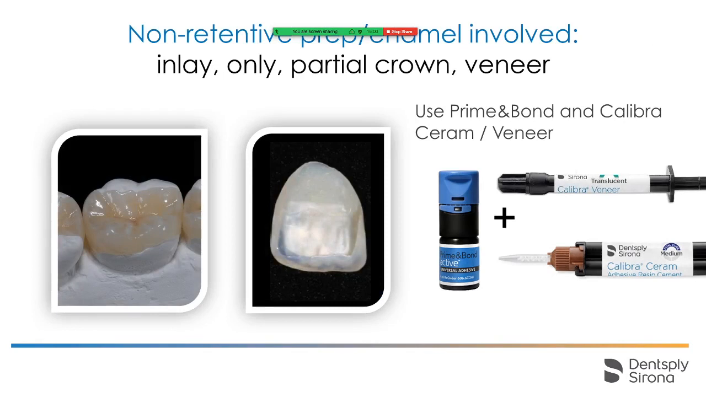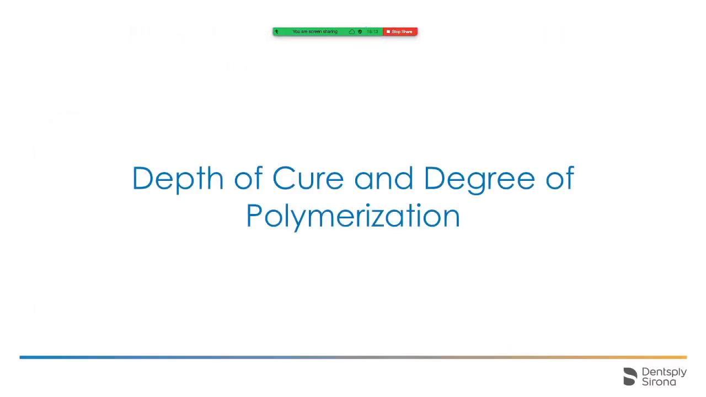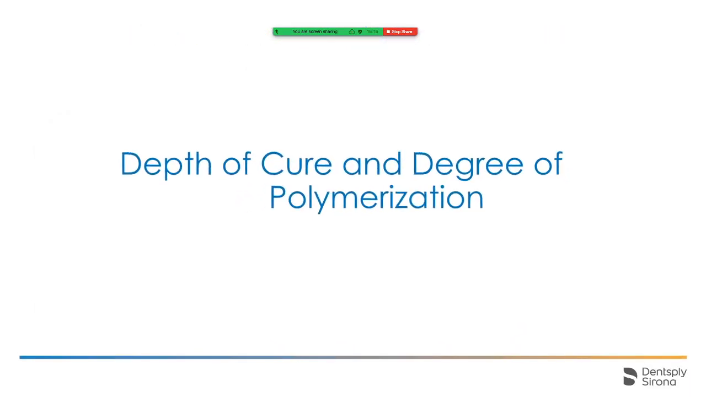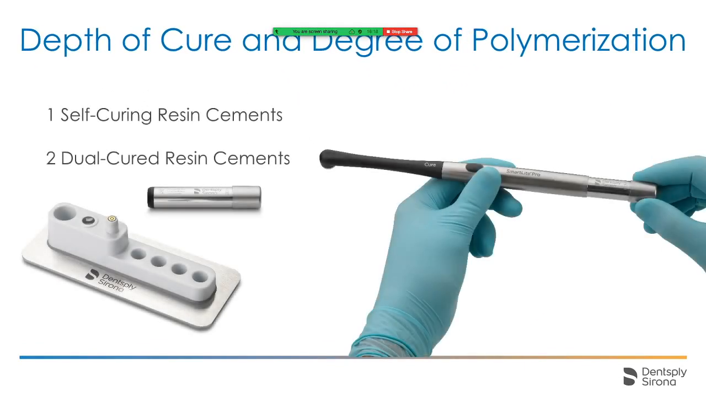And also for inlays, onlays, and veneers, we have to use dual cure or light cure cement, okay, for veneers. Now, depth of cure and degree of polymerization. Self-curing resin cements depend on a chemical reaction between metal restorations, porcelain fused to metal, and thick ceramic restorations. The peroxide molecules are the ones responsible for color shifting after.